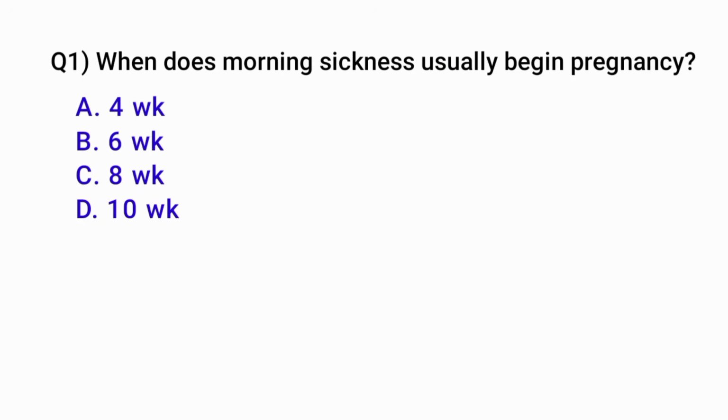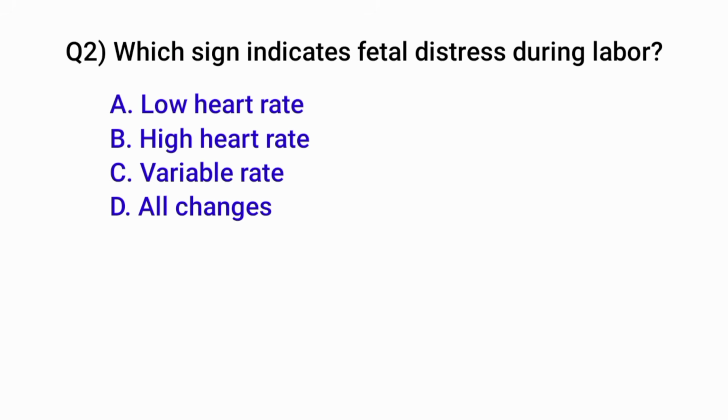Question number 1. When does morning sickness usually begin in pregnancy? Correct option is B, at 6 weeks. Question number 2. Which sign indicates fetal distress during labor? Correct option is D, all changes.